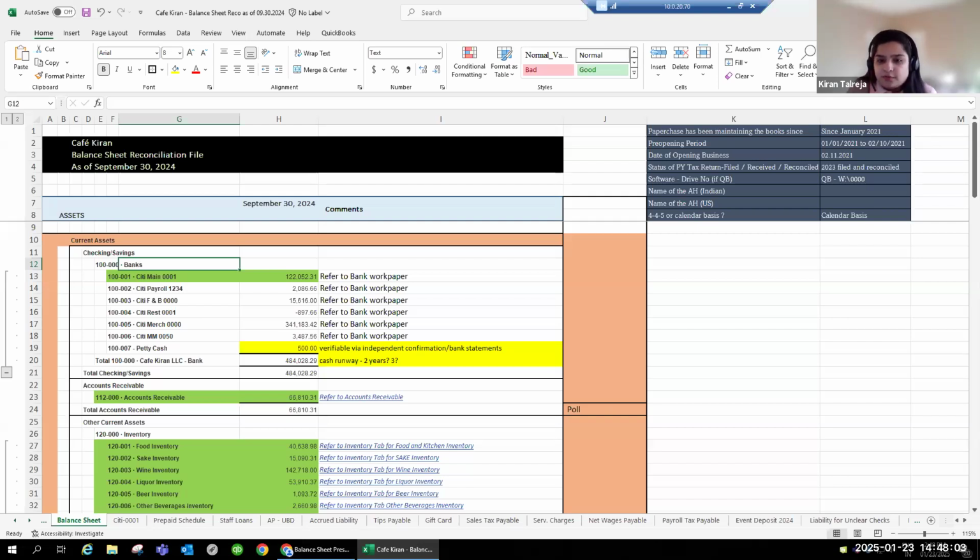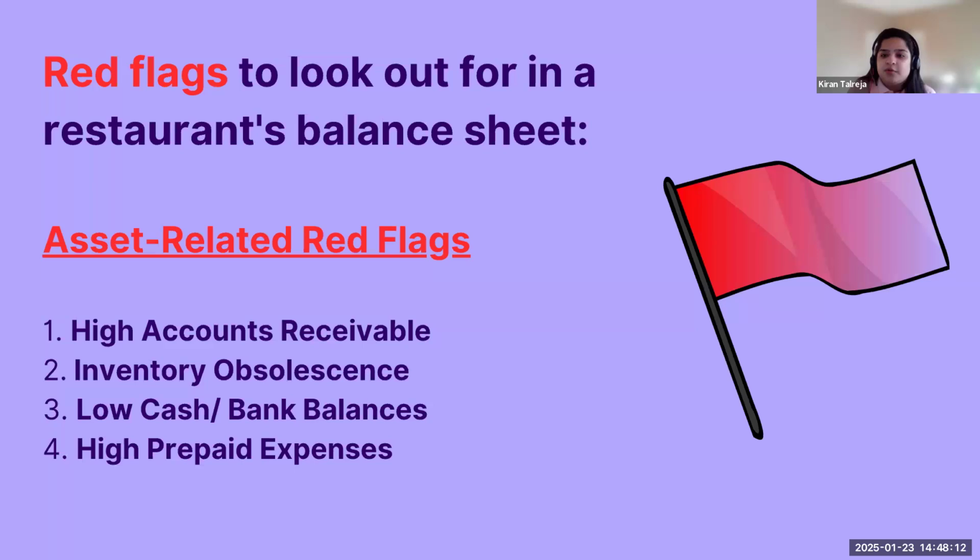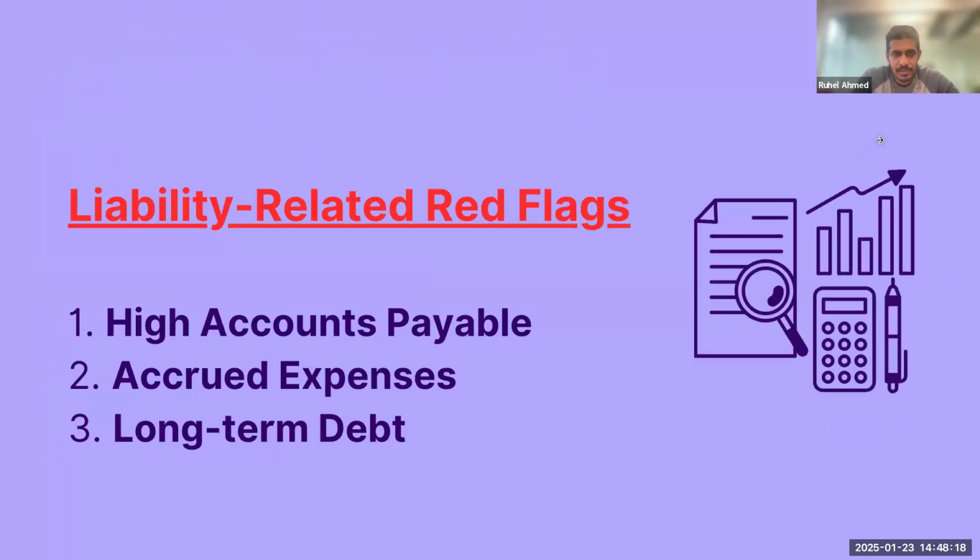I know it was a lot of information to absorb, so we'll go back to Ruhel. Ruhel can summarize the major key red flags for the liability side before we begin into the equity section and try to wrap up the session with a few important ratios that we look at. Thank you for that, Kiran.